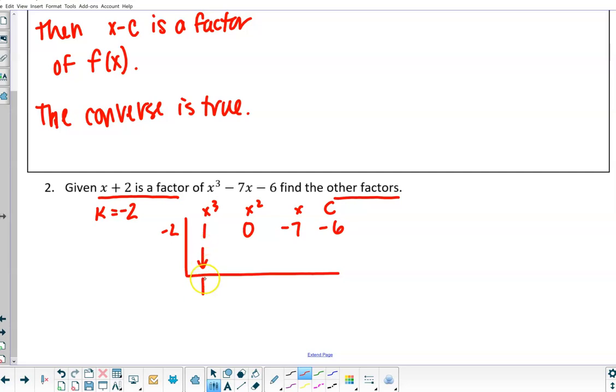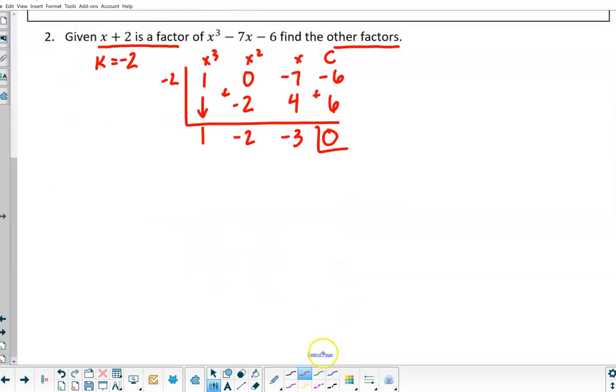So we go ahead and bring down the 1, multiply by -2, add. So we get -2, multiply, we get 4. Add, and we get -3. Multiply, and we get 6. Add here, and we get 0. So that's our remainder. This is our constant, our x, and our x squared. So I'm going to write what's left over. So I have x squared minus 2x minus 3.